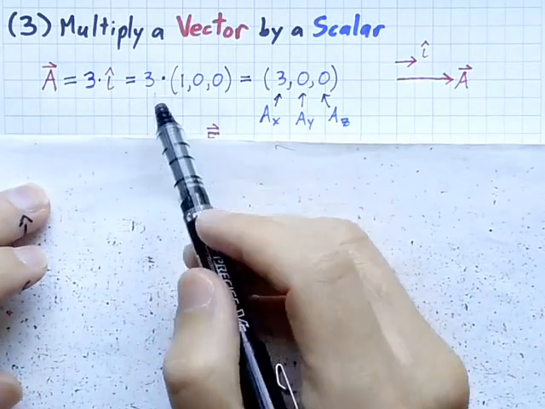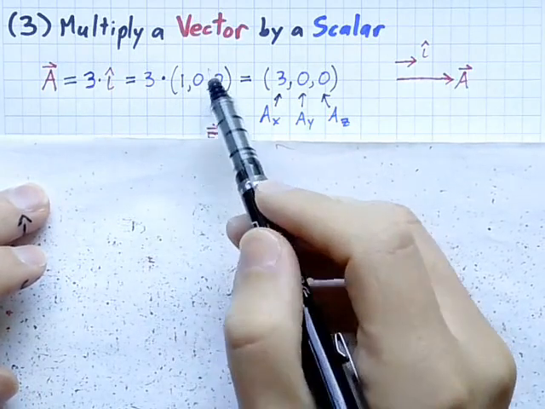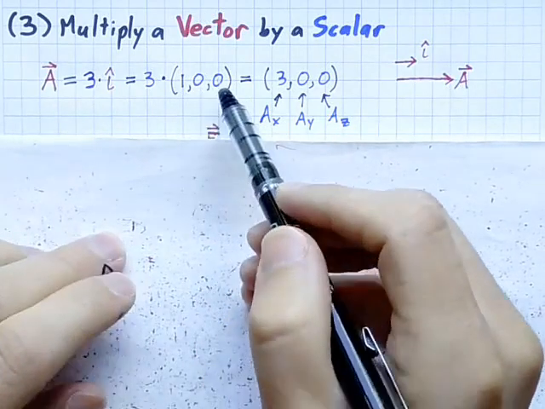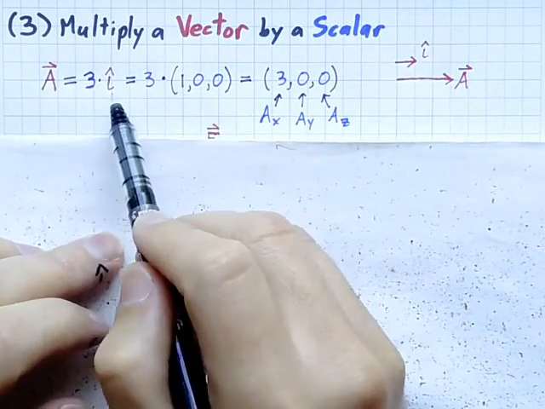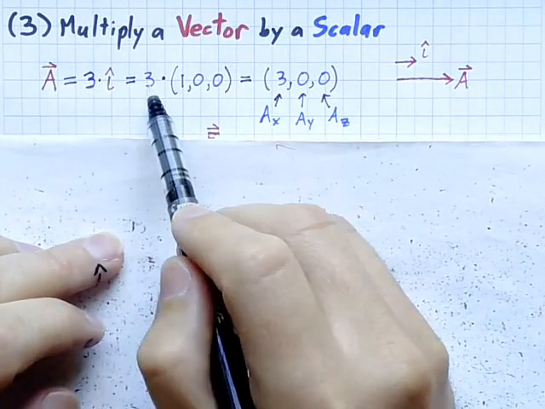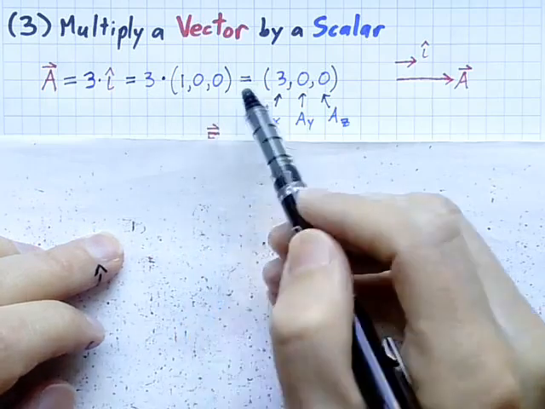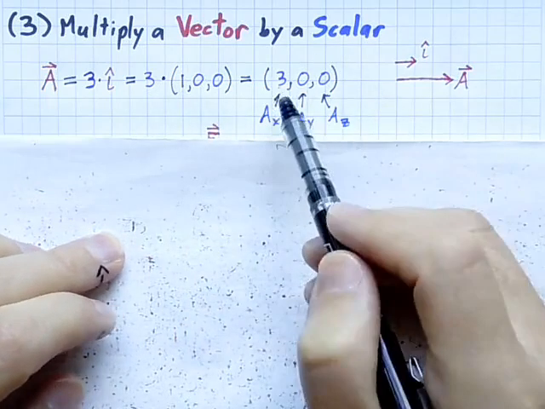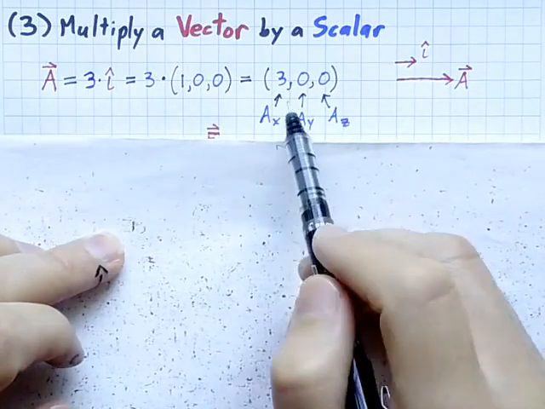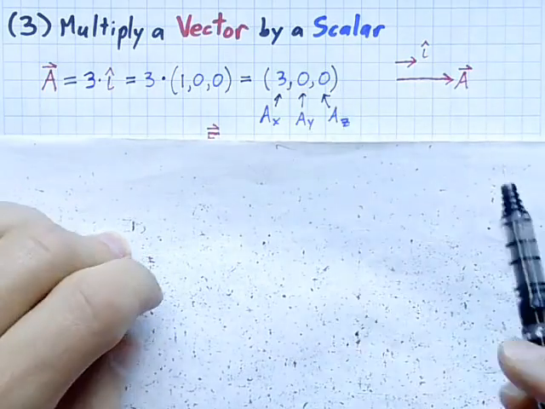So that'll be 3, and then here is I hat, this collection of 3 numbers. I hat's X component, Y component, and Z component. To multiply this vector, I hat, by this scalar, 3, we just multiply 3 times each of the components. So 3 times 1, 3 times 0, and 3 times 0 to get this. These then become the components of the vector A. This is Ax, Ay, and Az, the 3, 0, 0.